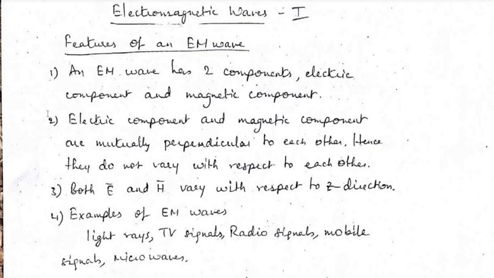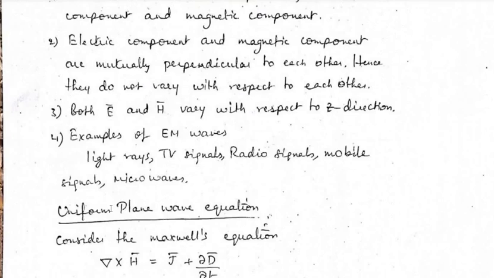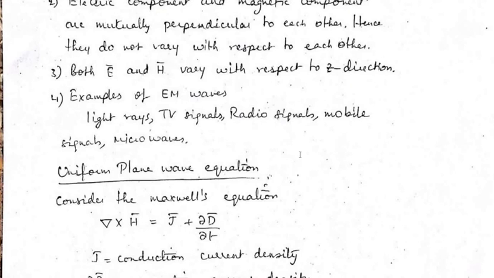As you can see, these are the features of an electromagnetic wave. An electromagnetic wave has two components: one is the magnetic component, the second is the electric component. Both of these components are mutually perpendicular to each other, and both vary with respect to the z direction only. Some examples of electromagnetic waves are light rays, TV signals, radio signals, mobile signals and microwaves.